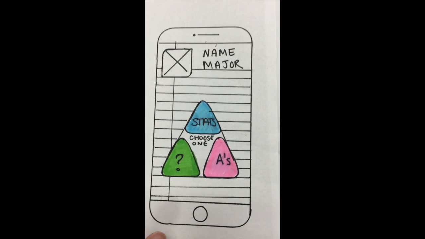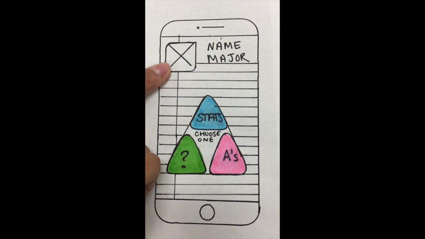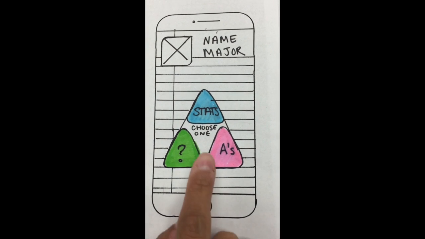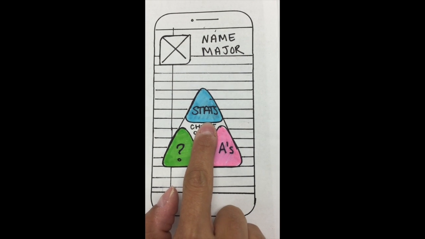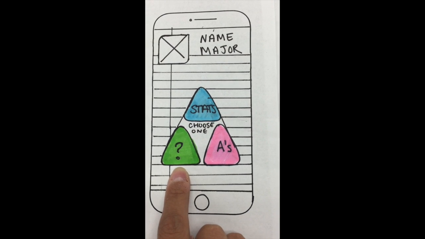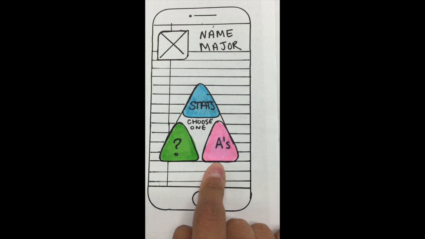And then once you go to your profile, it brings you to this page where it shows your profile picture, your name, your major, and then 3 other options where you can pick your stats to see how you did, to see all the questions that you have asked, and then also you can see where you have all your answers.